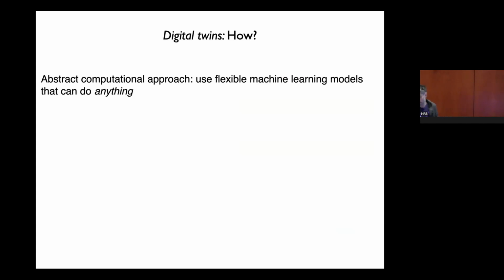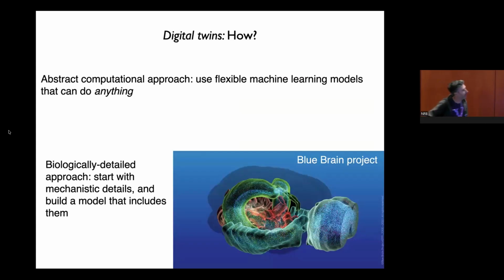The other scheme that was much more popular back when I was a grad student, exemplified by the Blue Brain project in Europe, was this biologically detailed approach, where the idea is that you measure everything you can think of and everything that you can about the biological system, put it all into a big simulation, hit go, and hope that it works and does the same things that the biological system does.